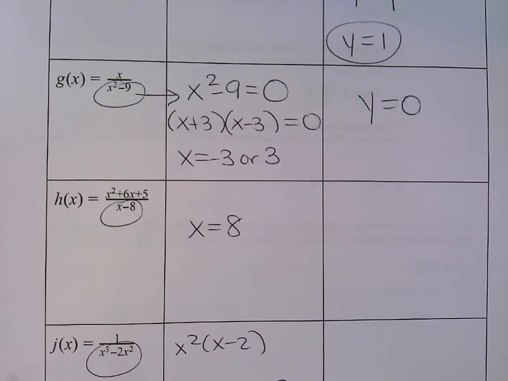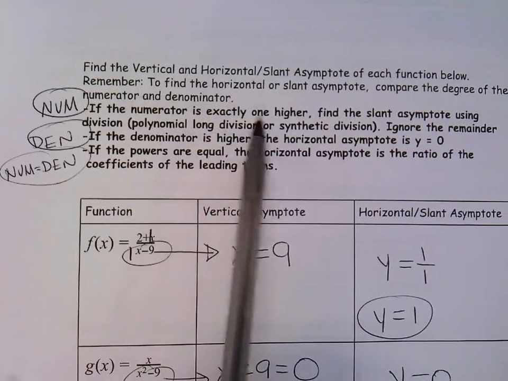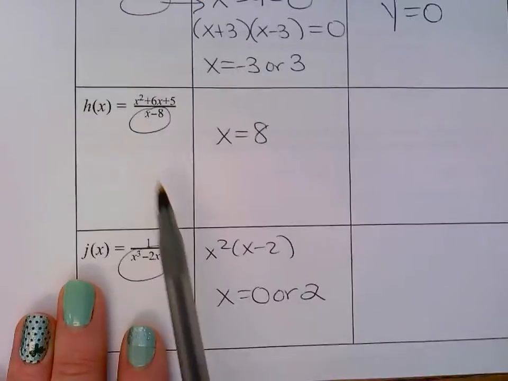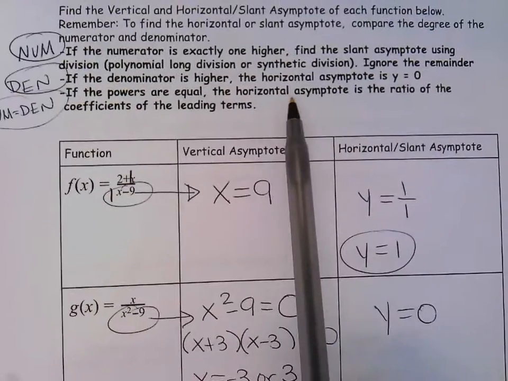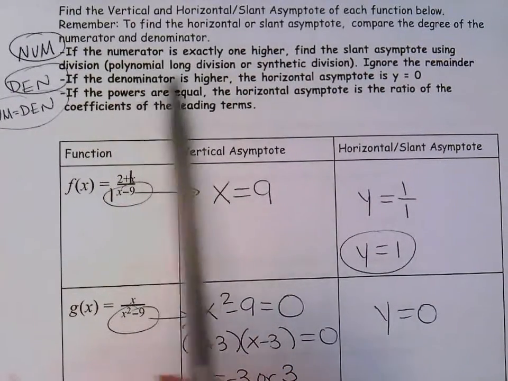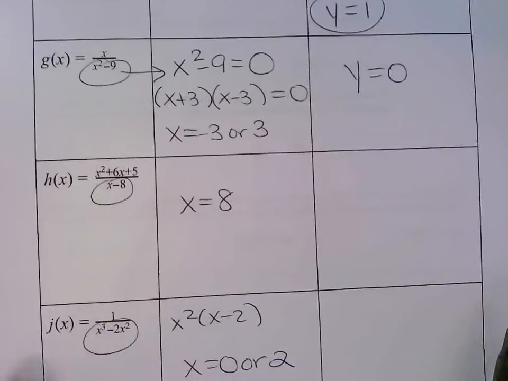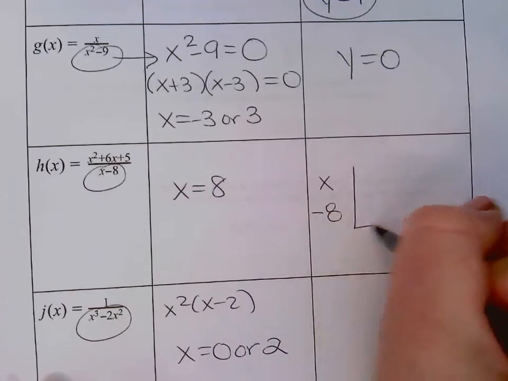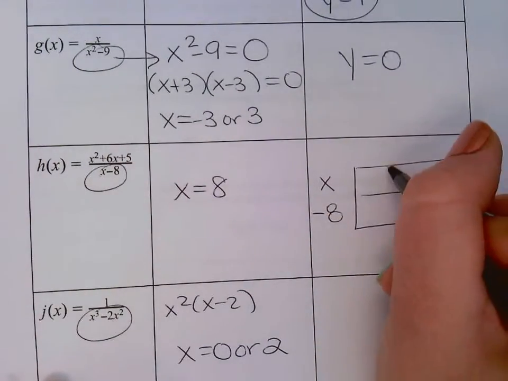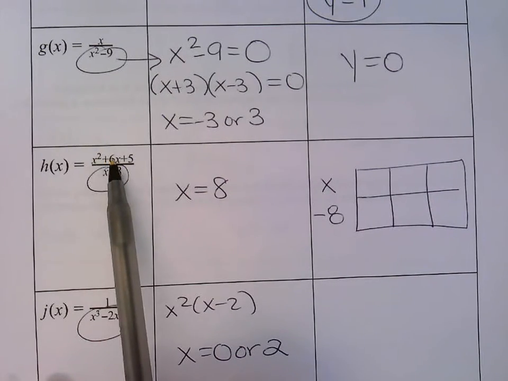The numerator, right? X squared. So if the numerator wins, you double check: is the numerator exactly 1 degree higher? It is, right? X squared divided by x. So you are going to do either division, box method, whatever. I put synthetic, but I didn't show you that this year. So we're going to do division. We're going to take x minus 8 and divide it into this dividend, x squared plus 6x plus 5.